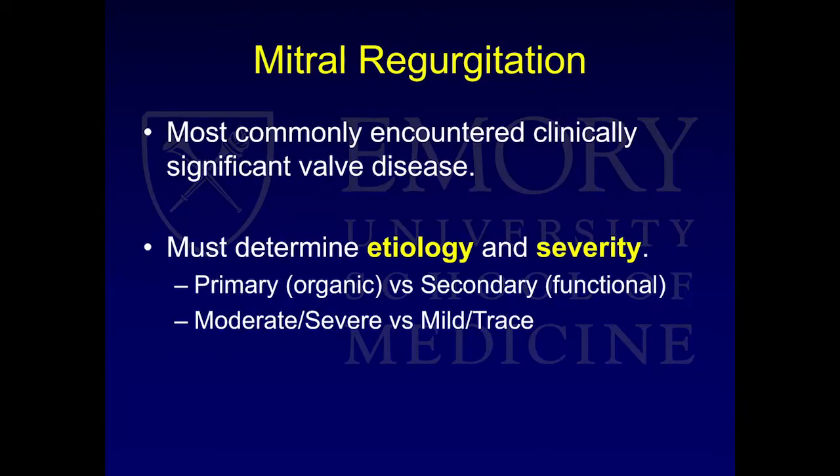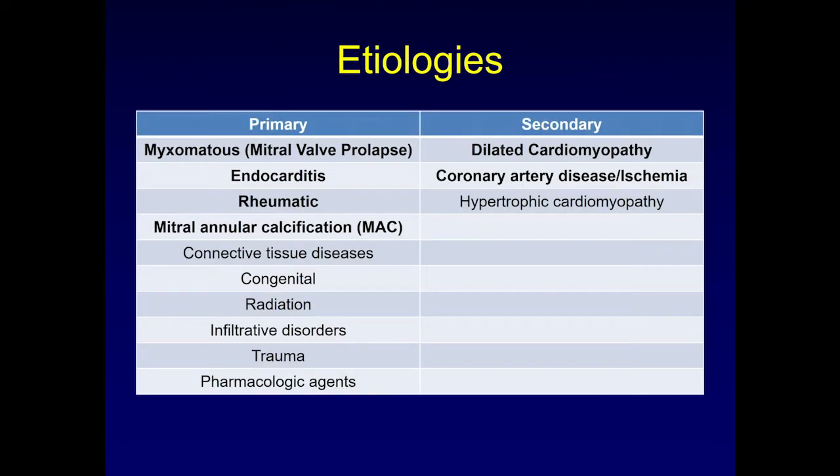So we're going to first start by focusing on mitral regurgitation. It's the most commonly encountered clinically significant valvular disease you'll see. When we think about mitral regurgitation, we have to think about both its etiology and its severity. We have to categorize this: is this a primary mitral valve problem, or is this a secondary problem? Because the management and treatments are different between the two. And then we have to decide whether I need to do something more about it: is it moderate to severe, or is it just mild or trace in severity?